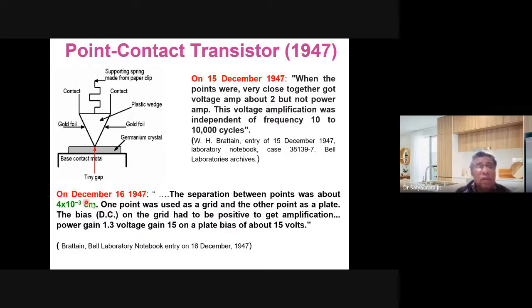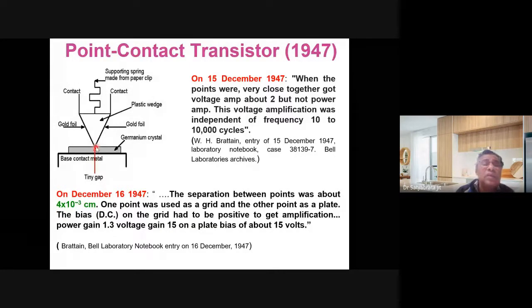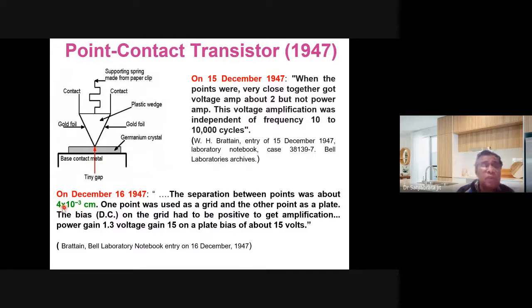Now, another report, on 16th December 1947, he noted another thing. The separation between points was about 4 into 10 to the minus 3 centimeter. That tiny gap that we have considered here was around 4 into 10 to the minus 3 centimeter. One point was used as a grid and the other point as a plate. The DC bias on the grid had to be positive to get amplification.